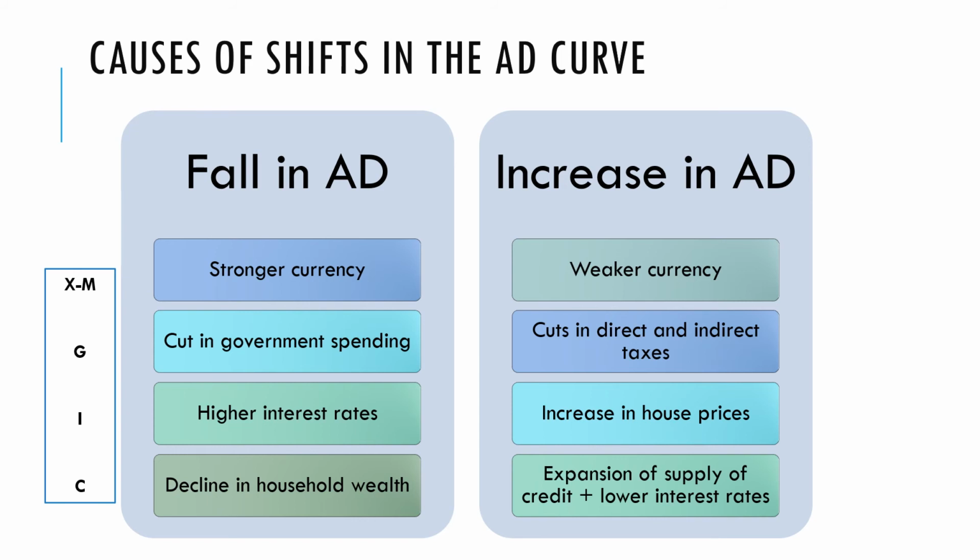On the flip side, some increases. If we turn these ones around, a weaker currency is going to cause us to export more, import less. So that'll be a positive impact in terms of aggregate demand, shift it to the right. Cuts in tax would be a smaller withdrawal from the economy, maybe leading to a net greater effect of government spending. Increases in house prices, again, would cause an increase in consumption in our economy as people feel wealthier. And lastly, an expansion of the supply of credit, making it easier to borrow, and lower interest rates might cause more investment and shift AD to the right. So there are a number of causes of shifts in the AD curve that we should be aware of and the components that they're affecting.